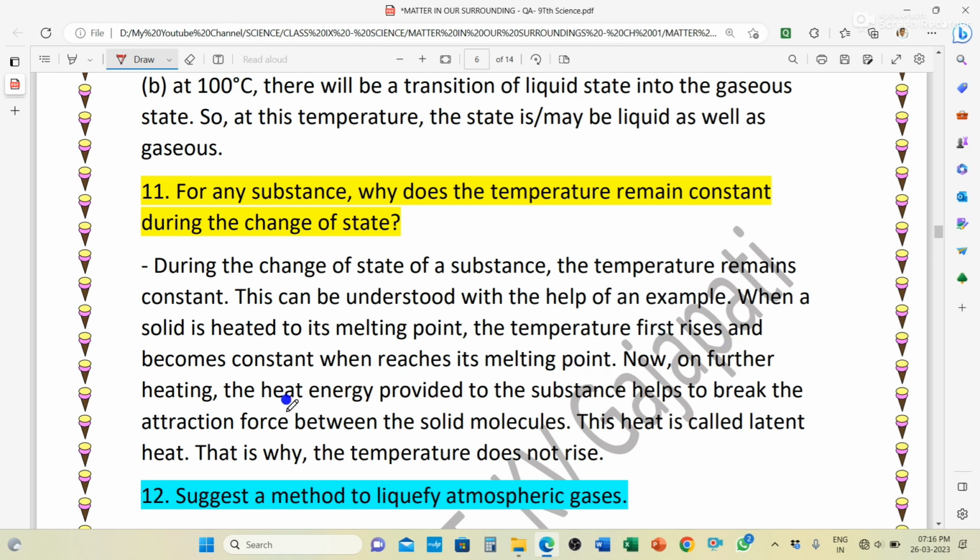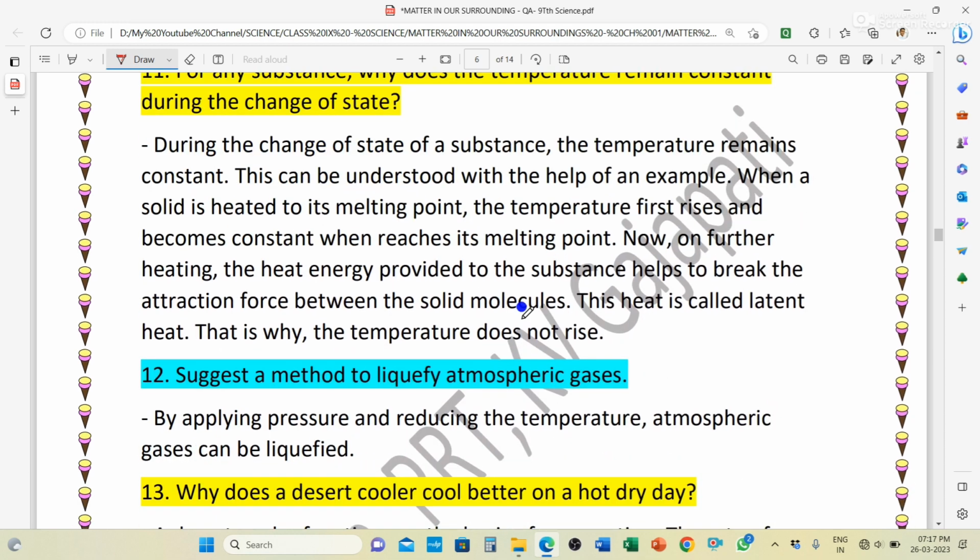Now, on further heating, the heat energy provided to the substance helps to break the attraction force between the solid molecules, the intermolecular force acting between them. This heat is called latent heat, and that is why the temperature does not rise. It only helps in breaking the intermolecular force between the solid molecules, so that its state will change. So temperature does not rise, only the state changes.